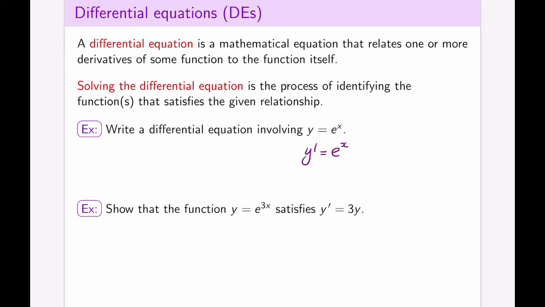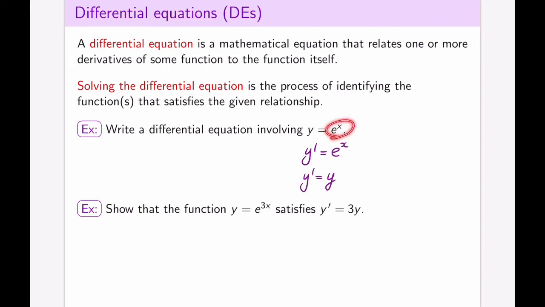In order to write it more like the relationship between the derivative of a function and the function itself, I might also notice that this e to the x is my original function, which means that I can rewrite this expression as y prime is equal to y. This in fact encapsulates how e to the x relates to its derivative. The derivative of e to the x is itself. This differential equation describes the behavior of this function and its derivative.